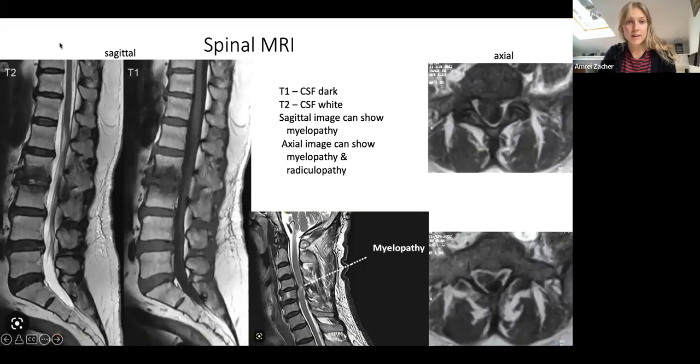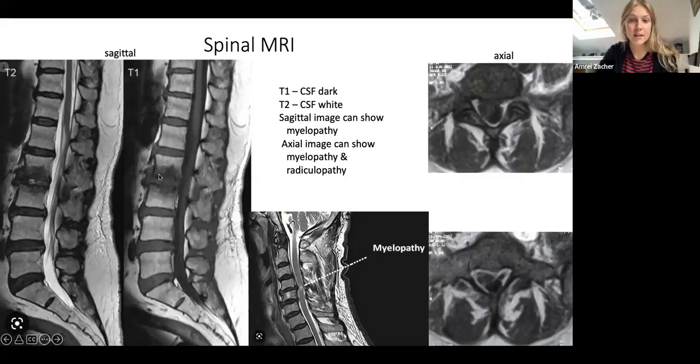Then we go to spinal MRI. And as I said, spinal MRI is really our first choice. Here you have T1, which is here, and you can see that the CSF, so the cerebrospinal fluid, is dark, and T2, where it is white. You might also have a T1 with a contrast medium, and then it's white again, but you will basically have it written down here if it's T1 or T2.